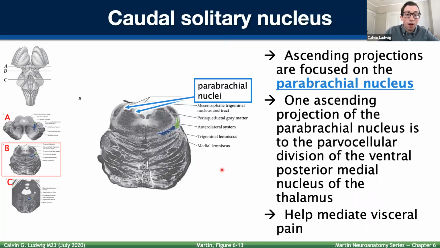A third one, the caudal solitary nucleus. Ascending projections are focused on the parabrachial nucleus. I might have mislabeled the title of this slide, sorry. One ascending projection of the parabrachial nucleus is to the parvocellular division of the ventral posterior medial nucleus of the thalamus, and these help mediate visceral pain. So this is the parabrachial nucleus going up to a particular part of the thalamus, mediating visceral pain.